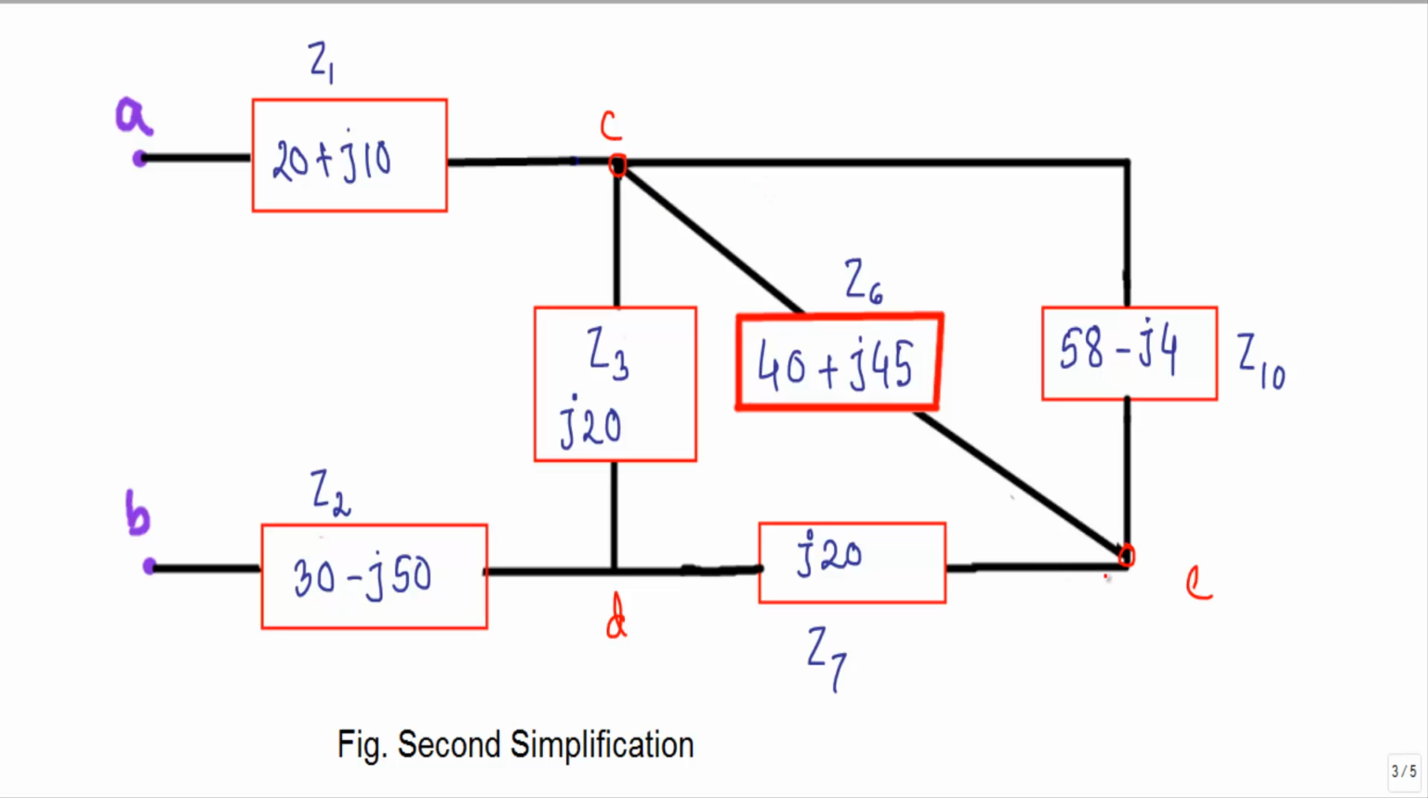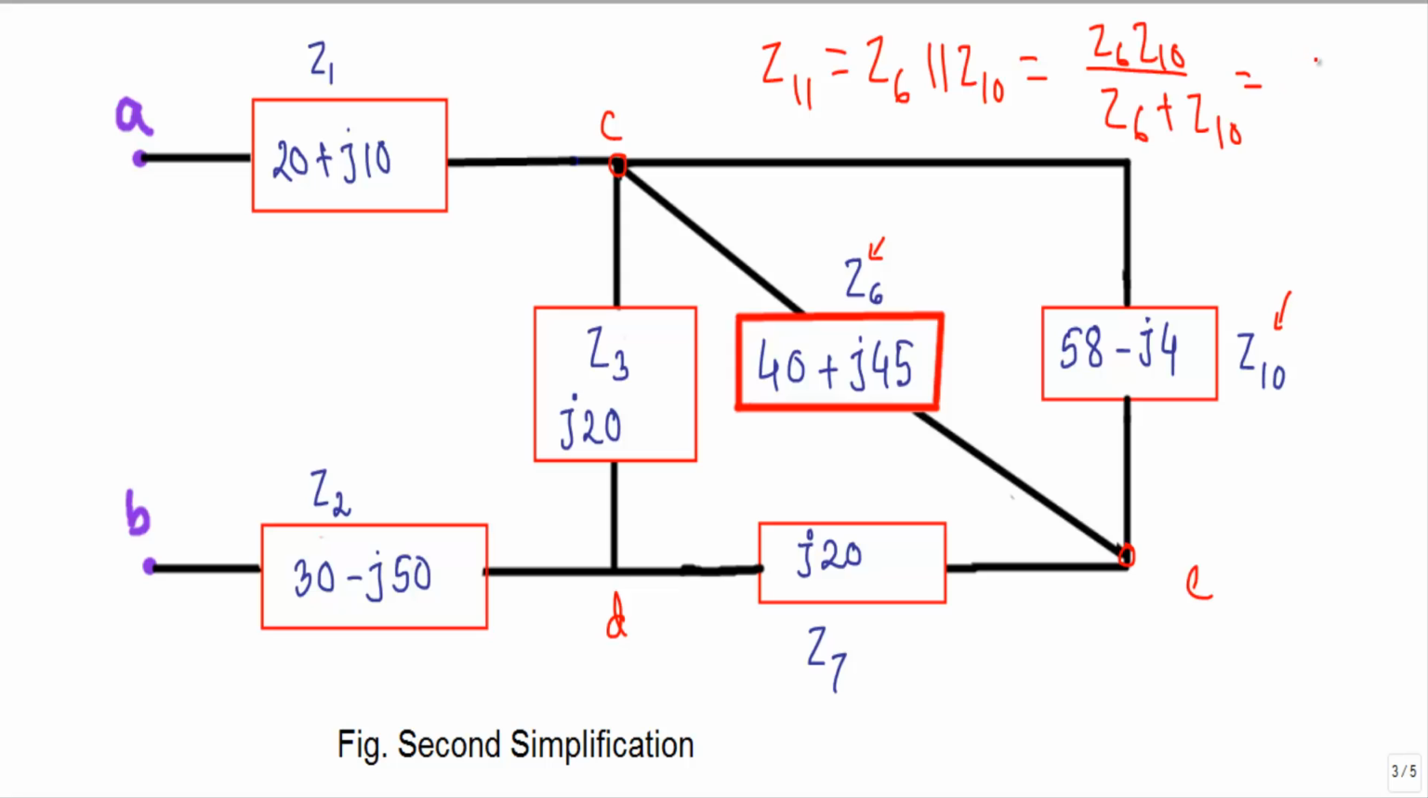Now between C and E terminals, see, I have this Z10, 58 minus J4 ohm. Okay, now look between C and E terminals, you will see we have this Z6 that will be in parallel with this Z10. Therefore I can replace them with their equivalent impedance. Let's say their equivalent impedance will be Z11, and that will be the equivalent parallel impedance of Z6 and Z10. So that will be equal to Z6 into Z10 divided by Z6 plus Z10.